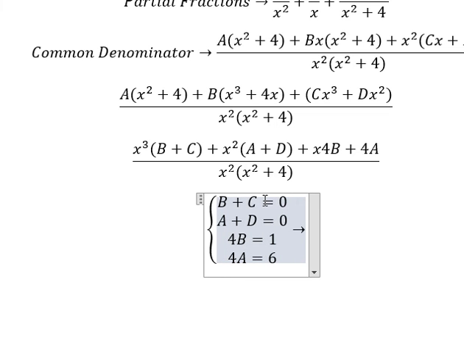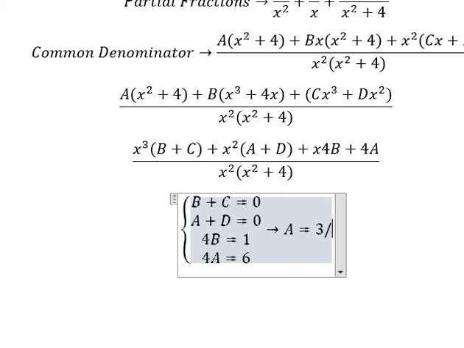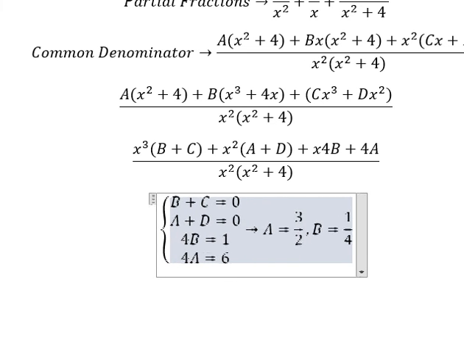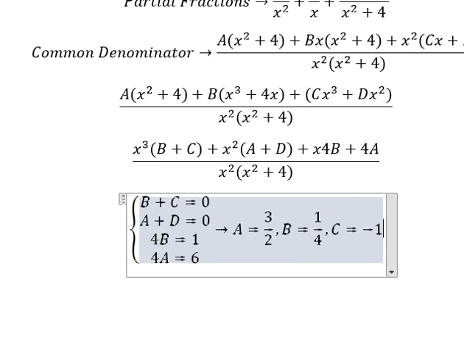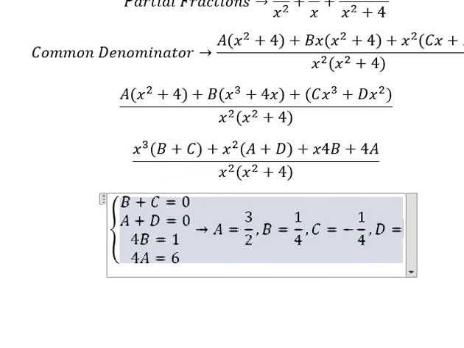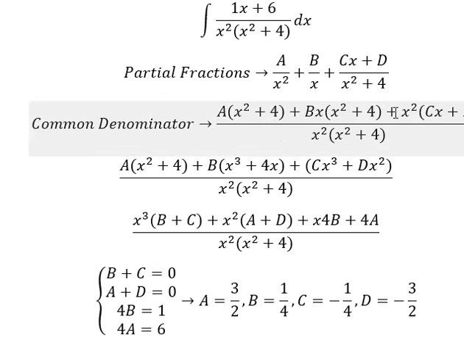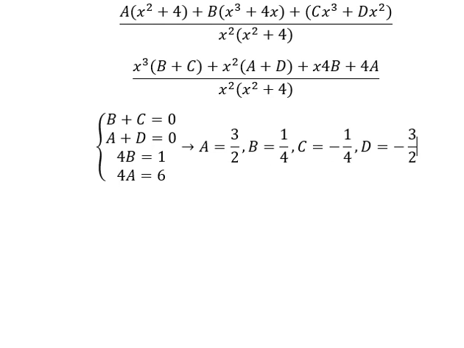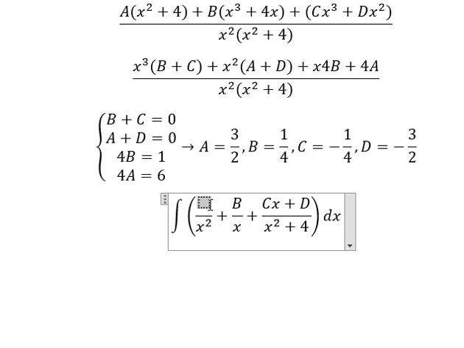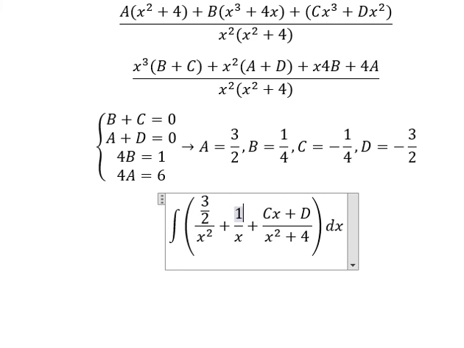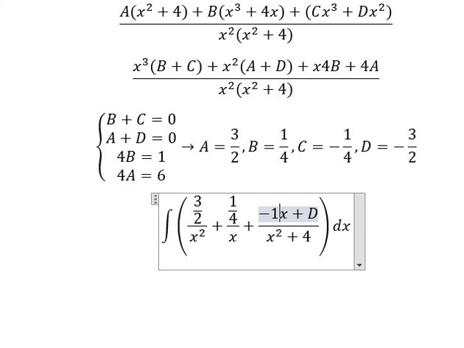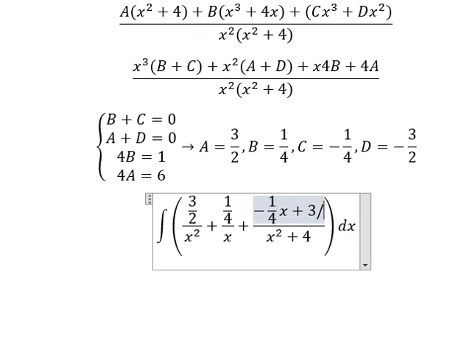Now, we need to find the solutions of A, B, C, D. So, A equals 3 over 2, B equals 1 over 4, C equals negative 1 over 4, D equals negative 3 over 2. And now we put A, B, C, D in here. So A equals 3 over 2, B equals 1 over 4, C equals negative 1 over 4, D equals 3 over 2.